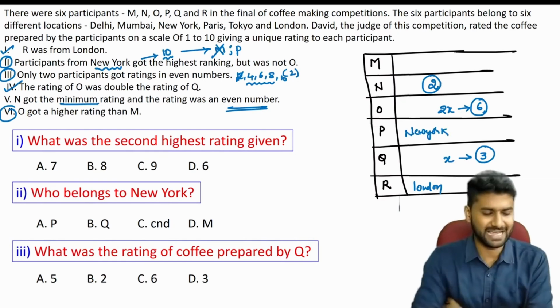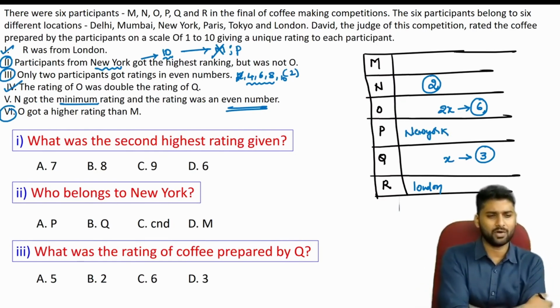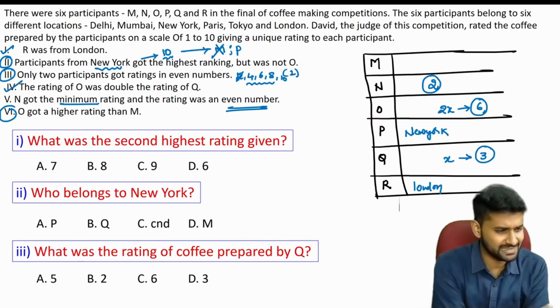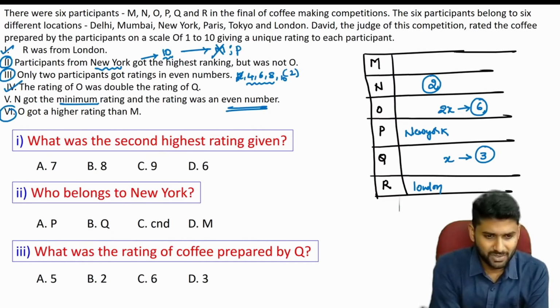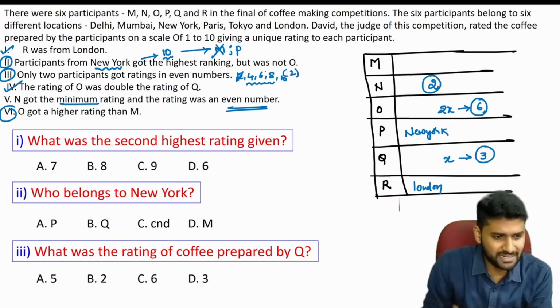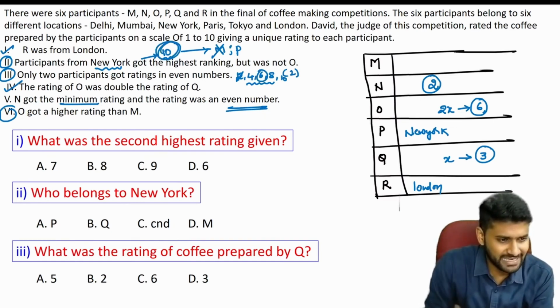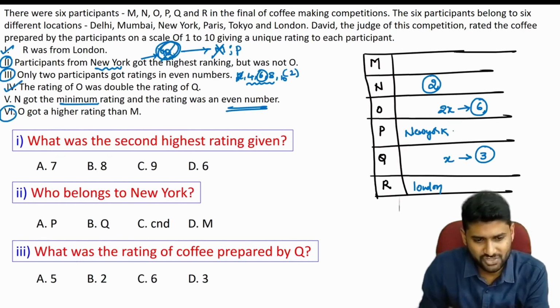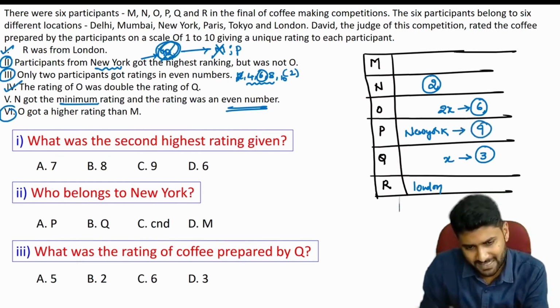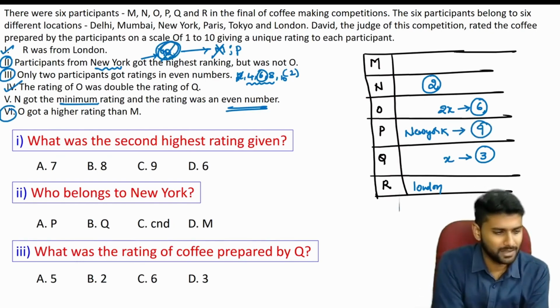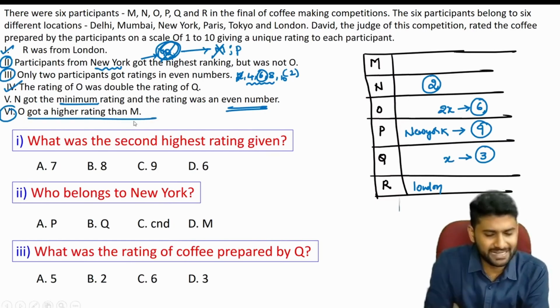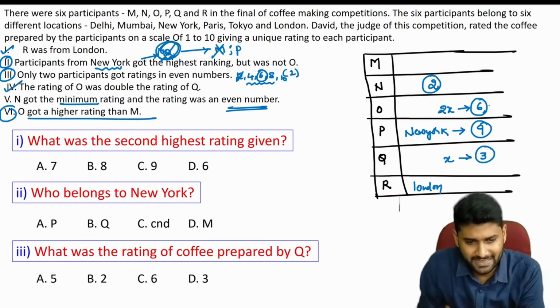And it is the highest. The highest can be either 10 or a different number. Let's see. Now N is an even number. We are already done with the even number. We can say that the highest rating is not 10. So the highest rating must be something else. And O got a higher rating than M. So O got a higher rating than M.